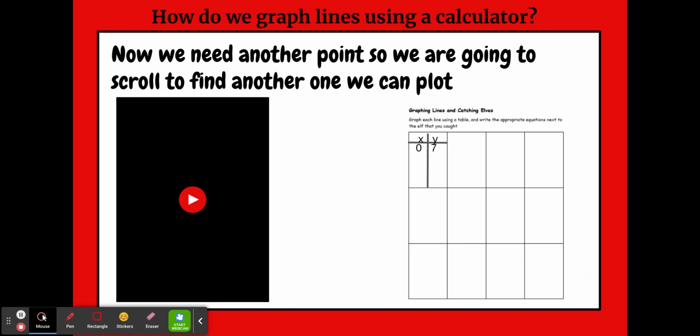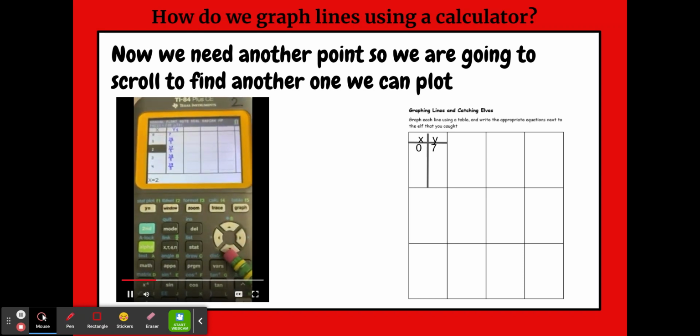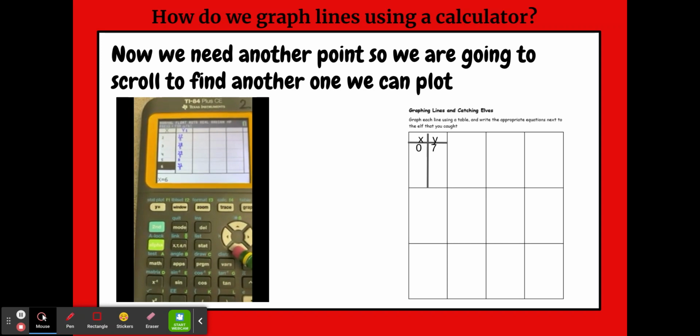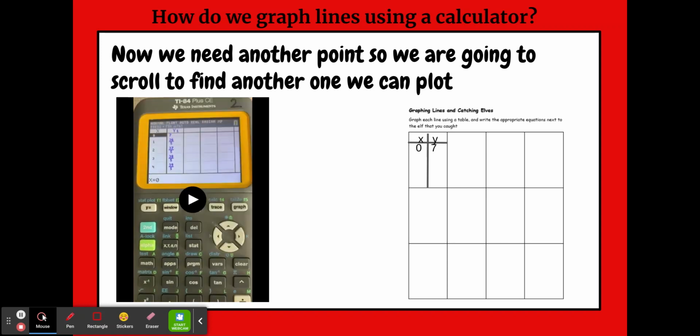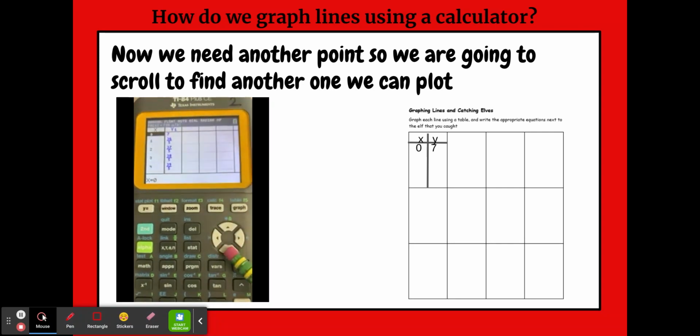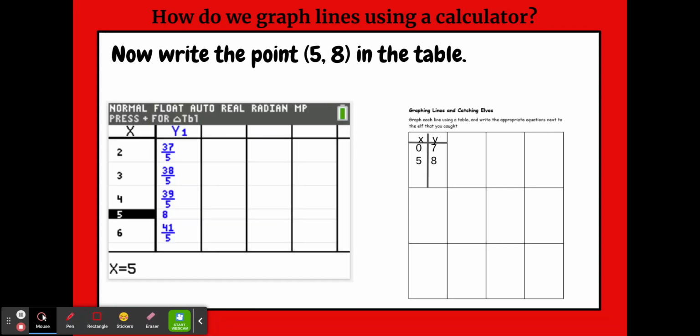Now we're going to need to find another point, so we're going to scroll to find it. And here's what you should do to scroll. You're just pushing that down arrow in the X column, and eventually we're going to push the up arrow to get negative numbers, but that's how you scroll to get another point. Now we're going to write that point, which was 5, 8 in the table. We're skipping over all the fraction numbers.